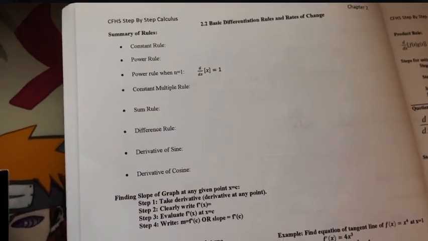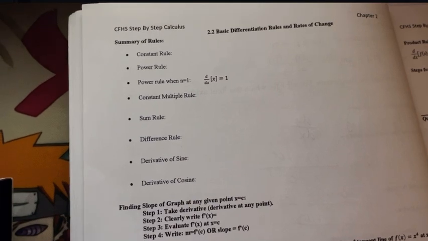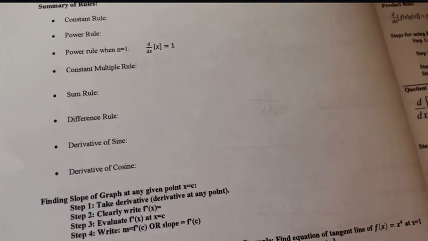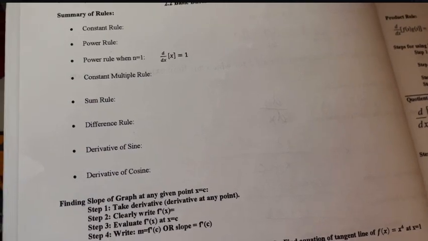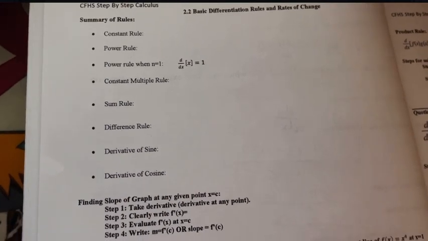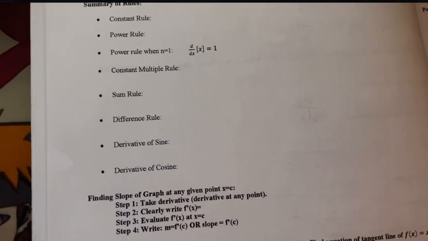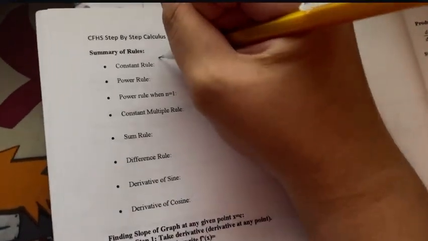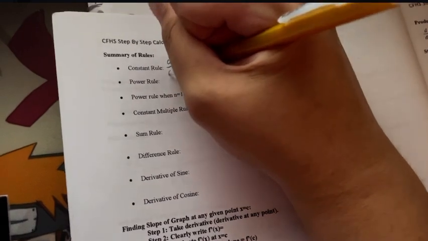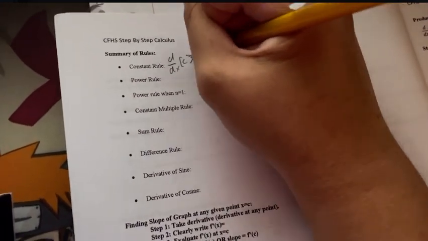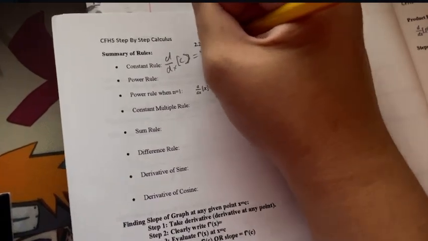Chapter 2.2, Basic Differentiation, Rules, and Rates of Change. The constant rule is that the derivative of a constant function is 0. That is, if c is a real number, then d over dx of c equals 0.